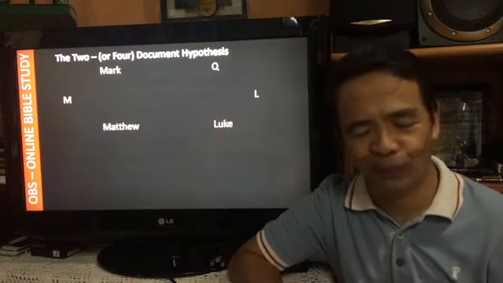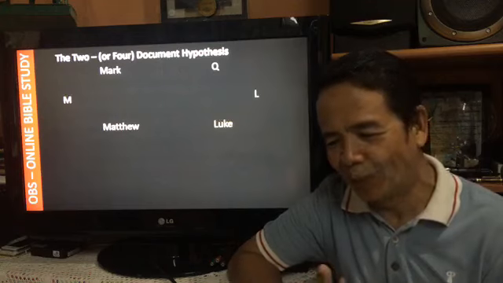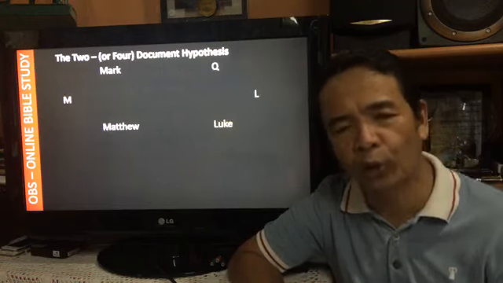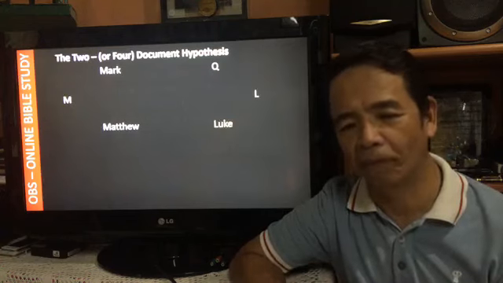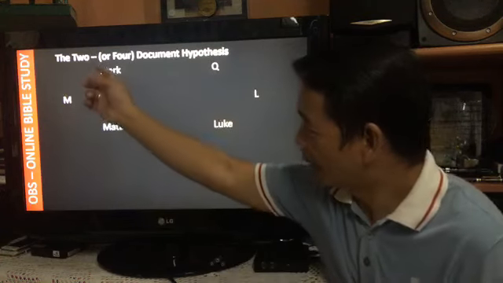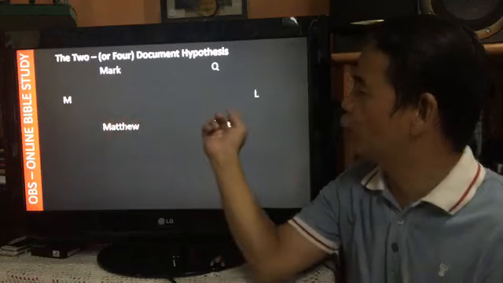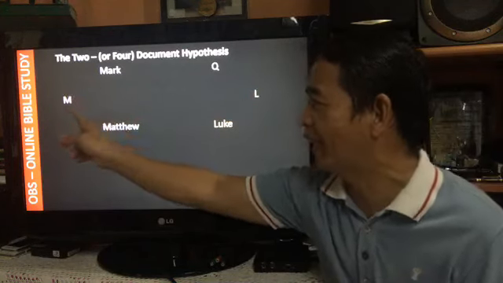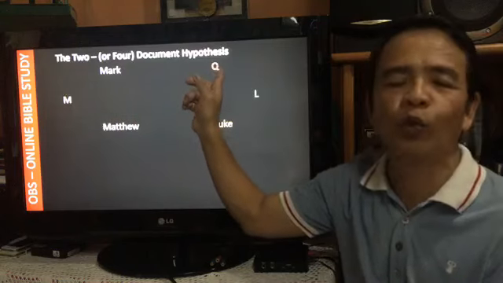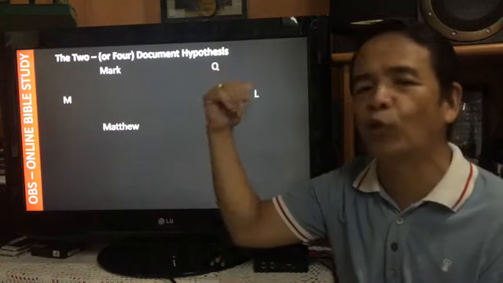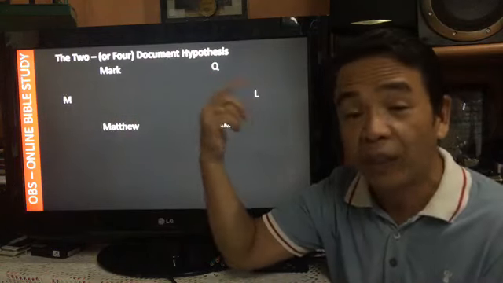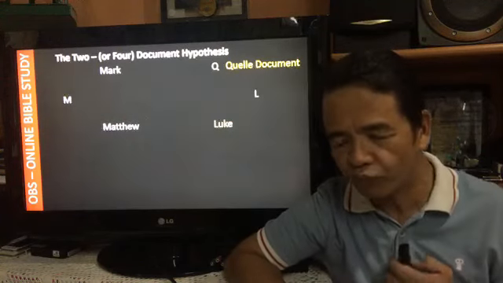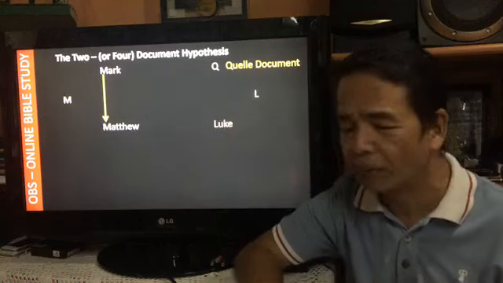The second one, I do not know to whom to credit, where my teachers took it: the two-source or four-document hypothesis. What does it mean? There's Mark, there's Matthew, there's Luke, there's the Lucan source, there's the Matthean source, and there's the Q document, from the German term Quelle, meaning source or document. So they say that's the Q document.